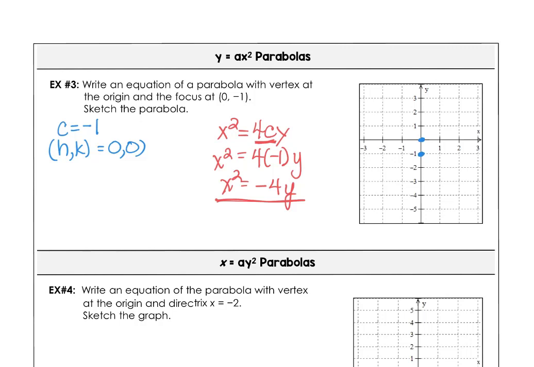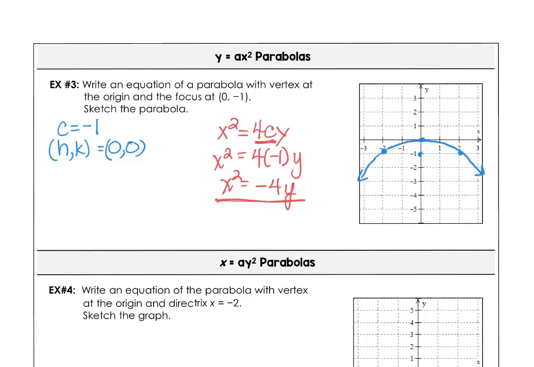If 4c is the length, or 4 is the length of the focal width, then we need to go 2 units to the right and 2 units to the left. That's in line with our focus point. So our parabola is going to go upside down. It's going to open down. And we have the shape of the parabola with 2 points on the parabola, one at -2, -1, and one at +2, -1.